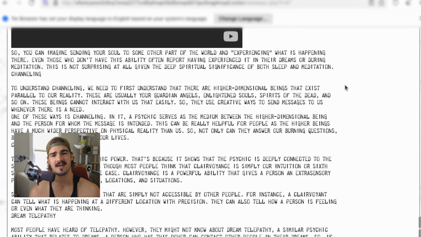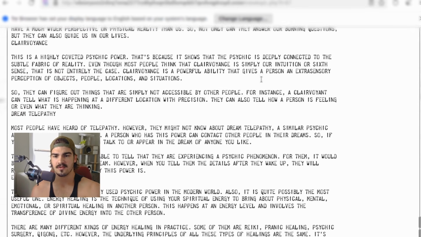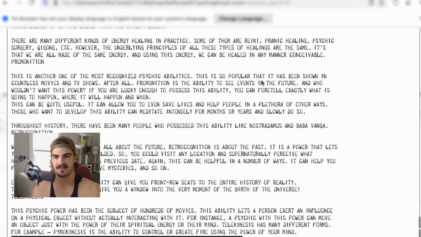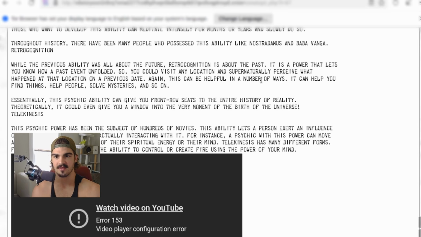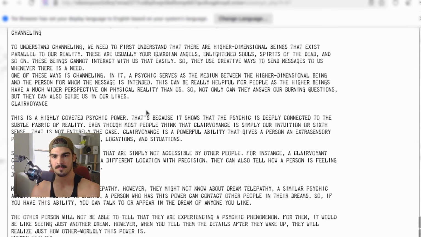This is not surprising at all given the deep spiritual significance of both sleep and meditation. So let's see, I want to see what the next piece of this is. Oh, I guess channeling. Channeling.